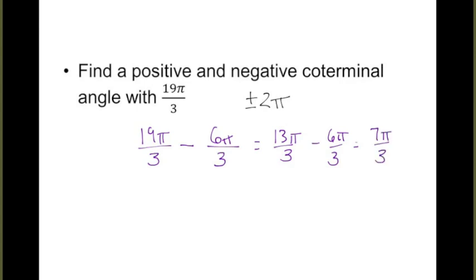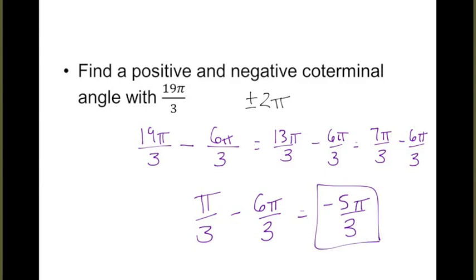7 pi over 3. Well, that's still positive. Subtract again. Pi over 3. Well, that's still positive. Subtract again. Negative 5 pi over 3. And I finally got to a negative answer. And any one of the positive answers would be an okay positive answer. Add or subtract as many times as it takes to get a positive and a negative answer.